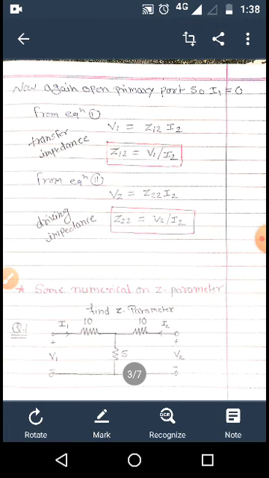Again we consider the primary port open circuited. When the primary port is open circuited, the I1 current becomes 0 but the V1 voltage will be available. Again from equation 1 and equation 2, substituting I1 equals 0, we get Z21 and Z22. Z21 equals V2 upon I1 and Z22 equals V2 upon I2. Z21 is a transfer impedance and Z22 is a driving point impedance.